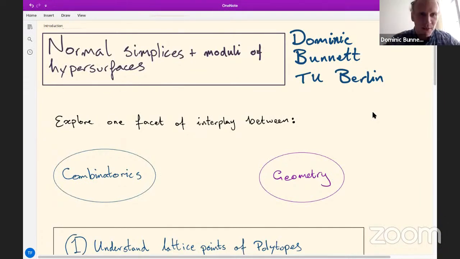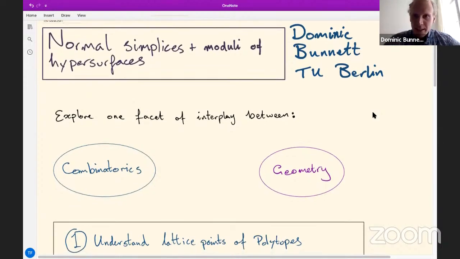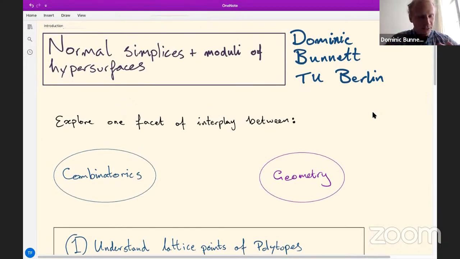So as was just said, I'm going to talk to you guys about normal simplices and moduli of hypersurfaces. Essentially, the aim of today is to take a very specific path, one of the many connections between these two areas, one being combinatorics and the other being geometry. To be a little bit more honest, we're going between discrete geometry and algebraic geometry. There are many different ways in which these areas are connected, really intricately connected.